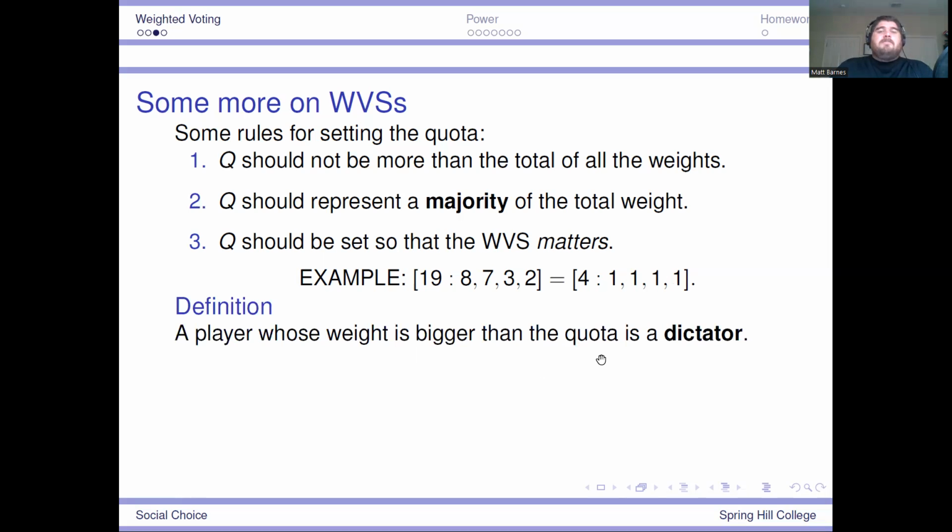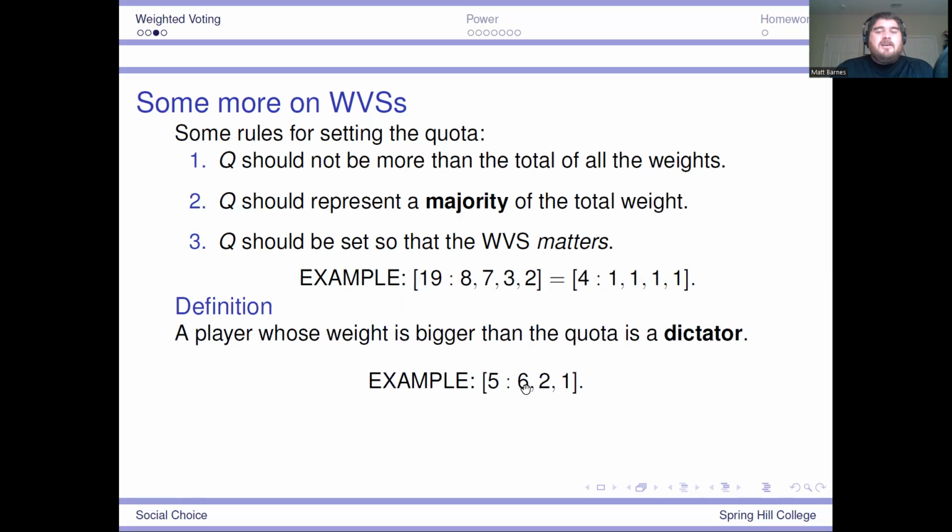A player whose weight is bigger than the quota is called a dictator. That's because if they vote yes on something, then they automatically are going to pass it. And if we follow rule number 2 here, and the quota represents a majority of the total weight, if they vote no, well, they have a majority of the total votes. So if they vote no, it's going to be a no. So in that case, the rest of the players end up not mattering.